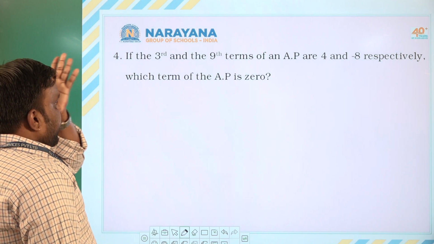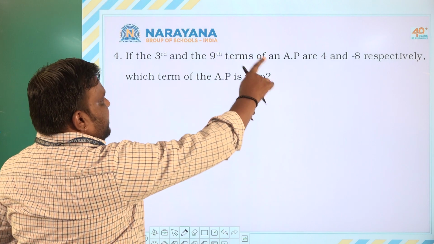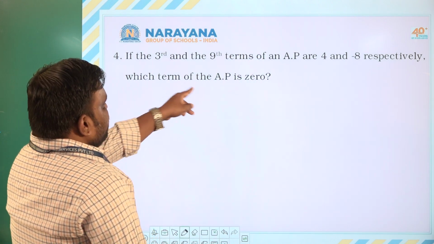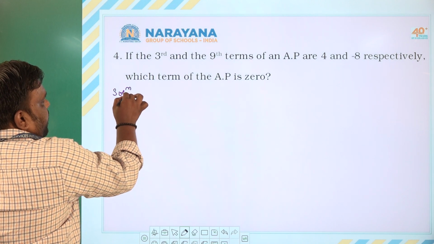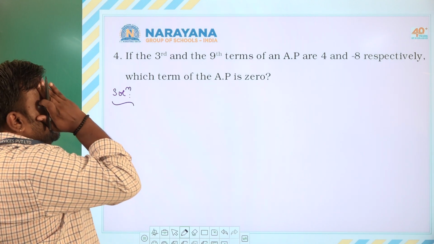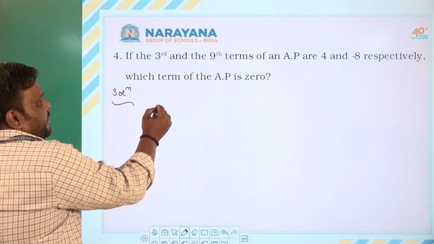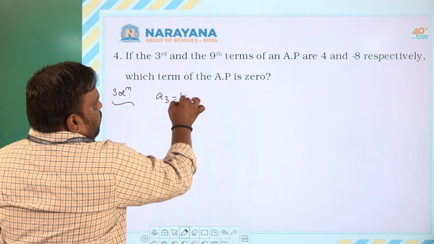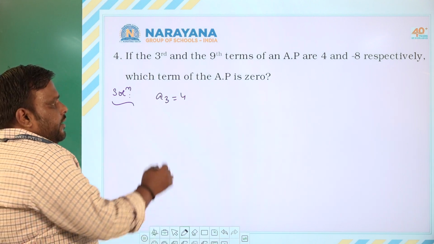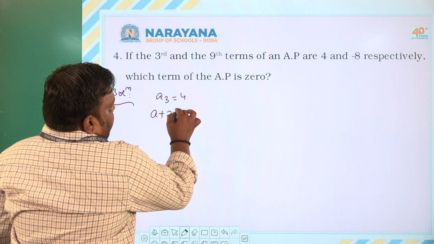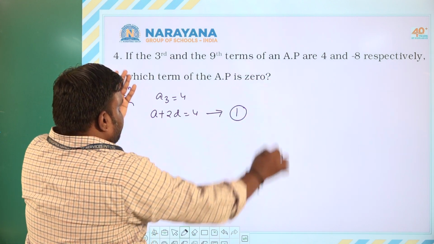If the third and the ninth terms of an AP are 4 and minus 8 respectively, which term of the AP is 0? So what is the question given for us here? It is clearly given that third and ninth terms of an AP are 4 and minus 8. Third term, so A3 is equal to 4. What is the formula for A3? It is nothing but A plus 2D. Therefore A plus 2D is equal to 4. Let us name this as equation number 1.